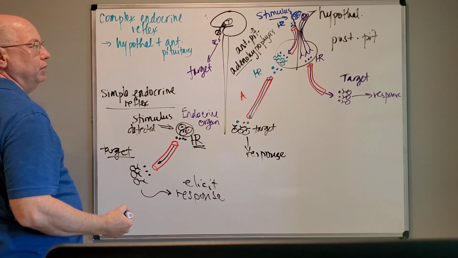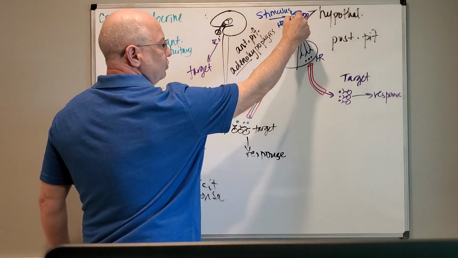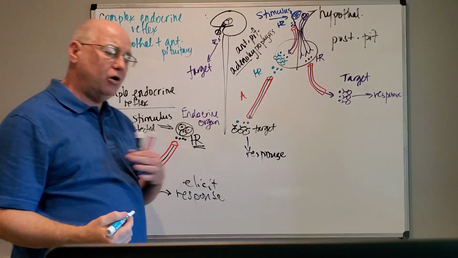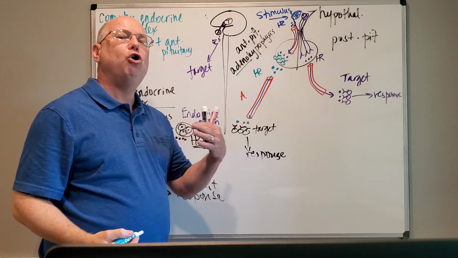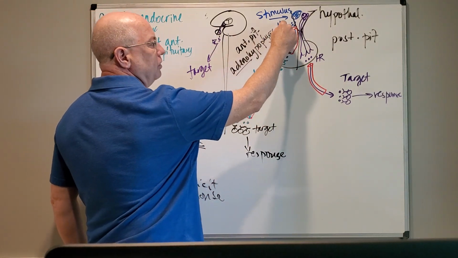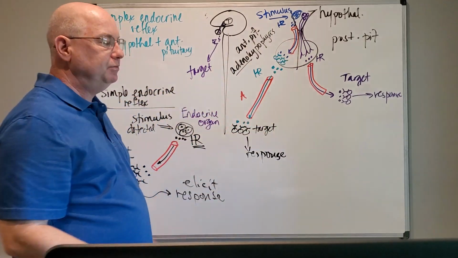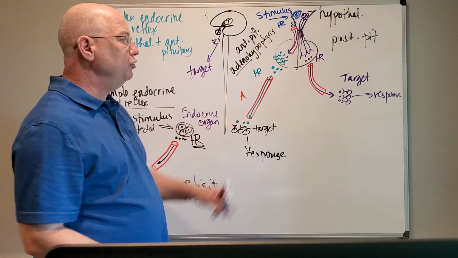Okay? And what happens is, if I could enlarge this, one group of cells releases a hormone. That hormone is almost always going to be called something releasing hormone. And the reason we call this a releasing hormone is because the releasing hormone will cause cells in the anterior pituitary to release what we call a tropic hormone.